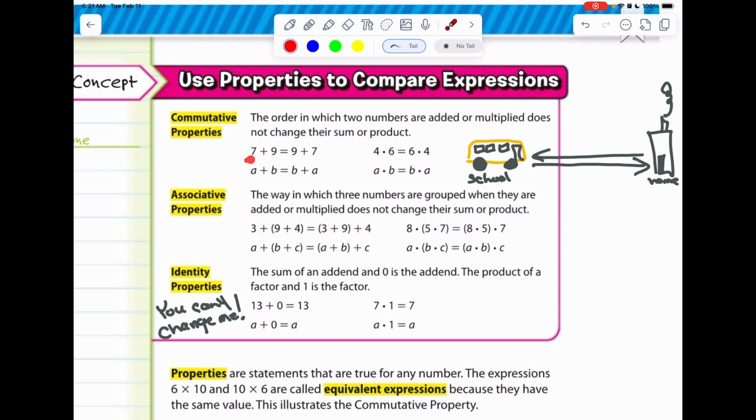Okay, so look at this right here. This is what you've been doing for a long time. 7 plus 9 gets 16, the same as 9 plus 7 is 16. Okay, you will see us write that as A plus B is the same as B plus A. All right, that's the same as writing this here. 1 plus 2 equals 3, just like 2 plus 1 equals 3, right? Same thing with multiplication. 4 times 6 and 6 times 4 get the exact same product. We write that as A times B is equal to B times A, okay?